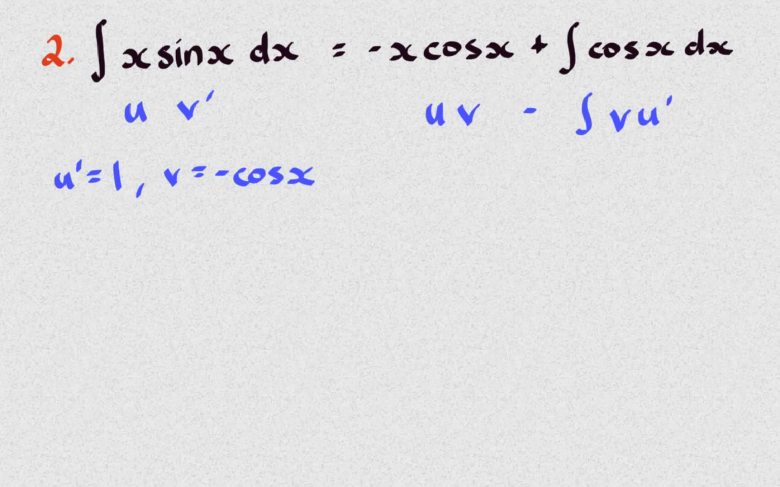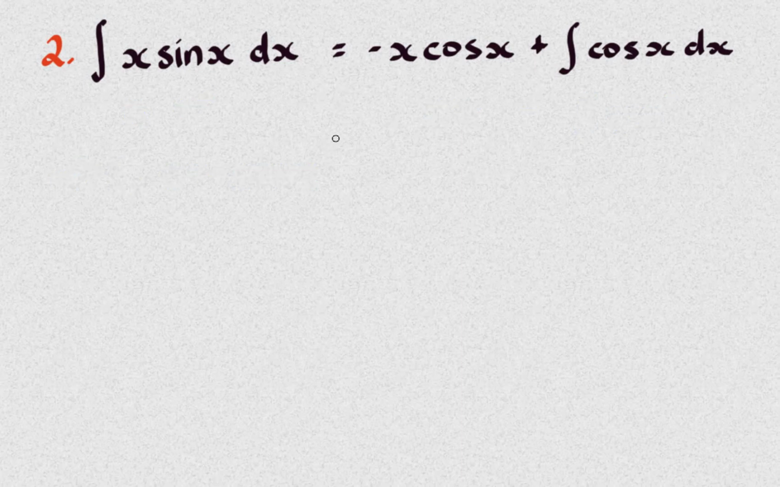Alright, second line of working. And we can see that the integral we now have is quite straightforward. The integral of cos is simply sine. Adding in our constant of integration, and there we go. There's our answer. Once again, feel free to differentiate this answer that we just got and see if you go back to x sine x.